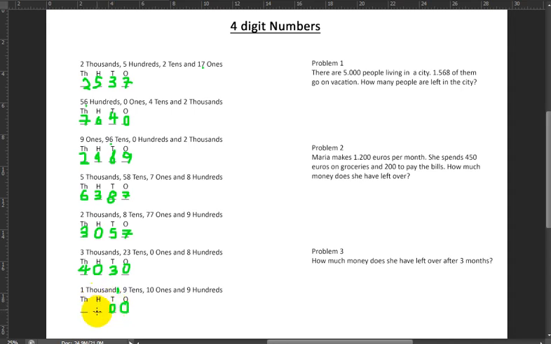Carry 1 over here to the hundreds. 9 hundreds and 1 makes 10 again. So I'm going to write 0 and carry 1 to the thousands. So 1 and 1 that I carried over makes 2. So my result is 2000. Perfect.